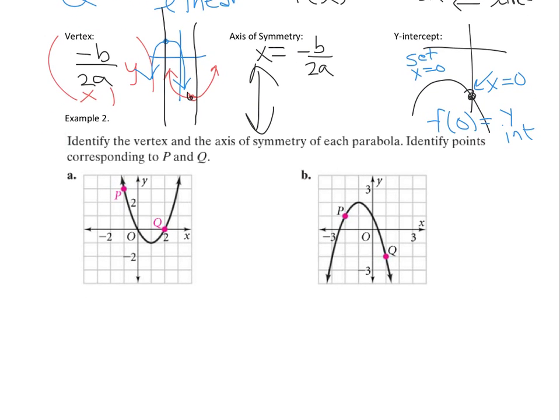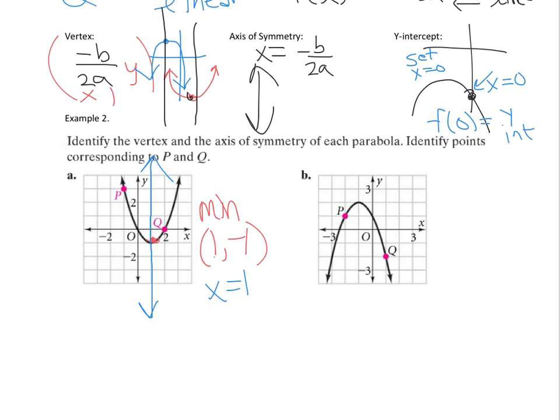Okay, example 2. Identify the vertex and axis of symmetry of each parabola. Then identify points corresponding to P and Q. Your vertex on this one is actually a minimum. I'm going to write the ordered pair 1, negative 1. The scale's only going up by ones. Now I need to do the axis of symmetry. The axis of symmetry is this vertical line, x equals 1.